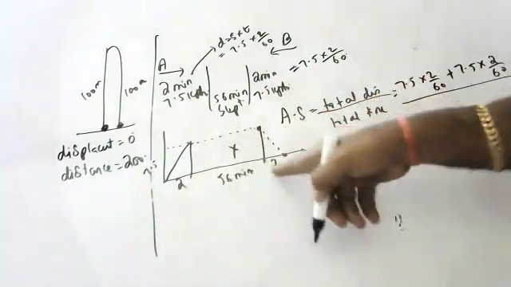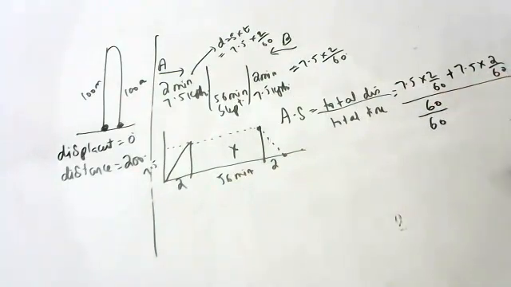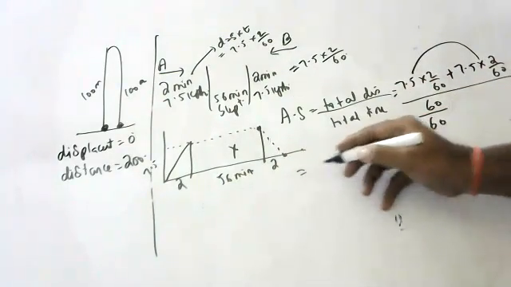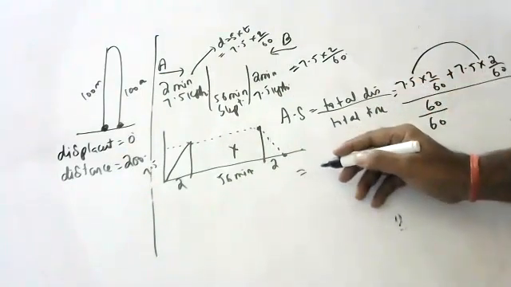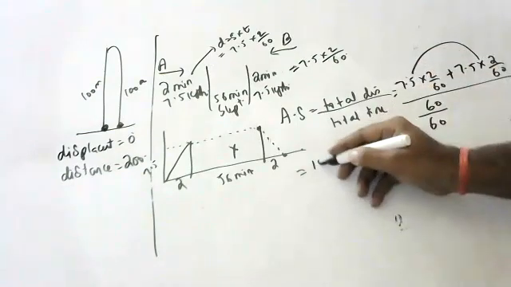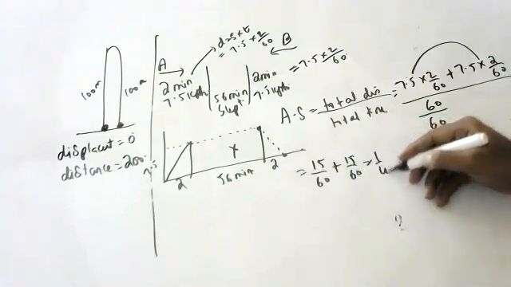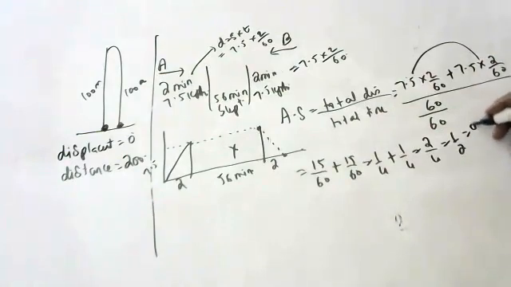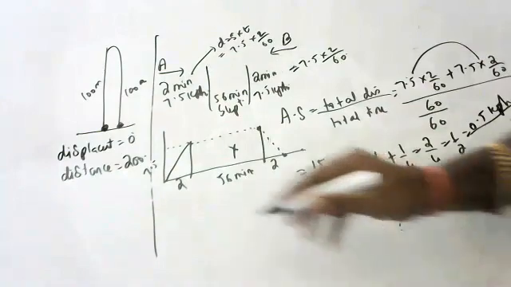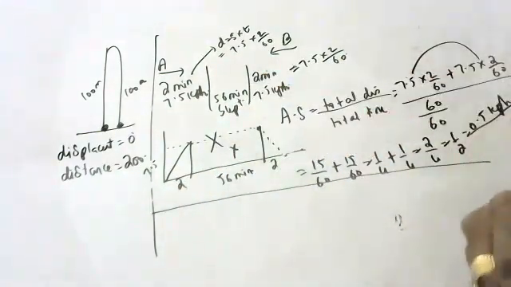Total time is 60 minutes, and 60 minutes by 60 is 1 hour. So this is 7.5 into 2 is 15, 15 by 60 plus 15 by 60. That is 1 by 4 plus 1 by 4, which is 2 by 4, 1 by 2. So 0.5 km/h. Is that the average speed? Average speed means the total distance. Here he did not say what happens in the rest period, so I did not find anything.